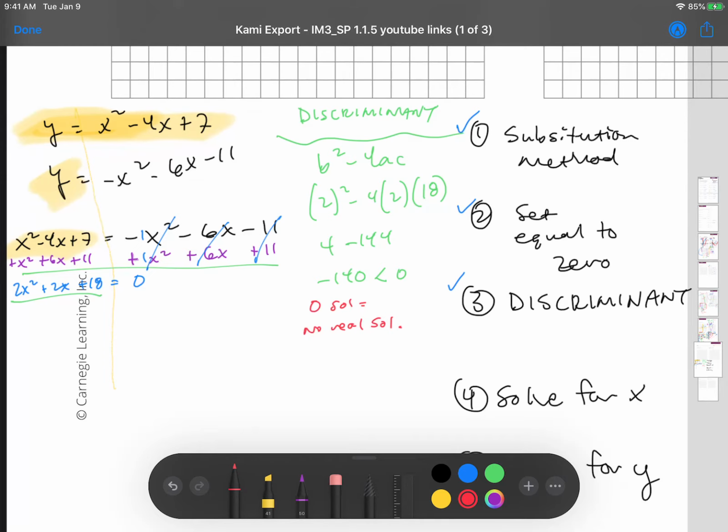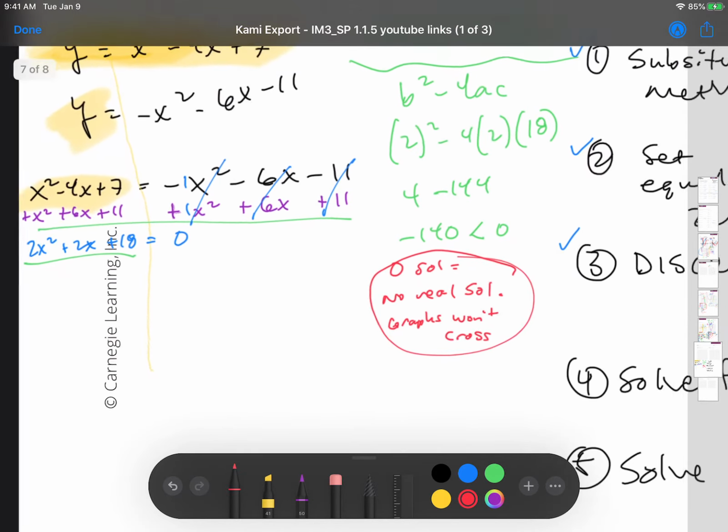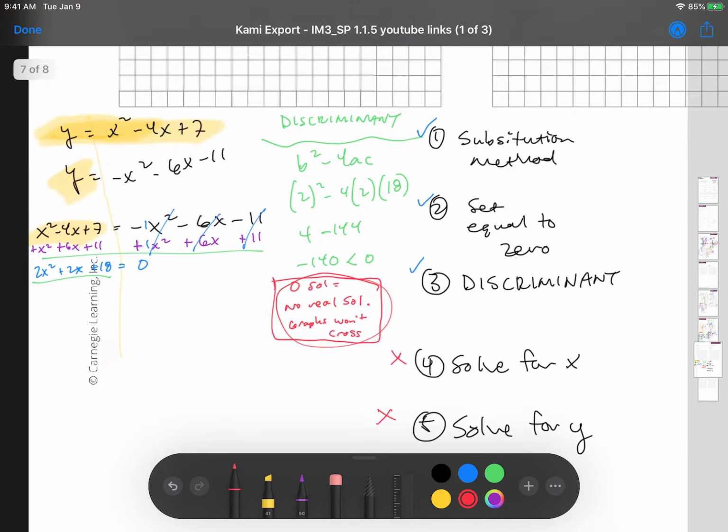What does that mean for us? That means that my graphs will not intersect. Graphs won't cross. Okay, this is good news. Why? You don't have to solve for x and solve for y. Does that make sense? You only have to solve for an x and y if there's an intersection. This one's telling us they're not going to cross. So let's go ahead and verify that by just graphing. The big idea here is we can just stop. We don't have to do steps 4 or 5. Okay, let's graph.